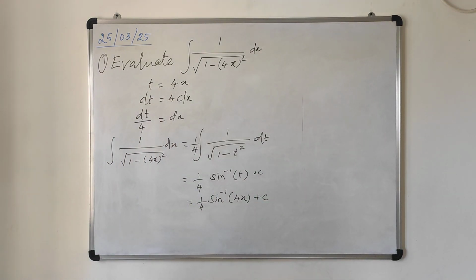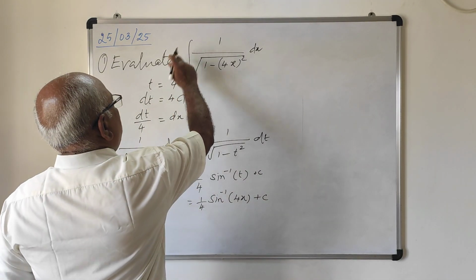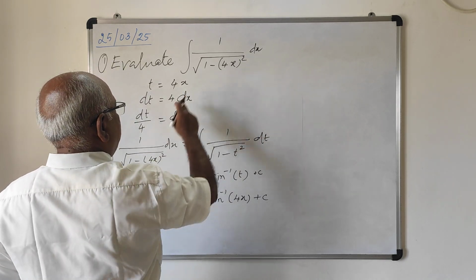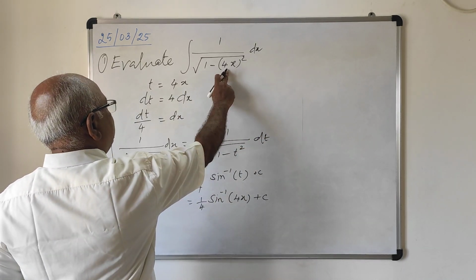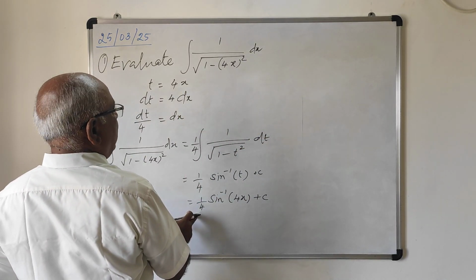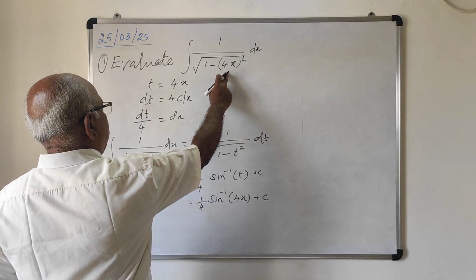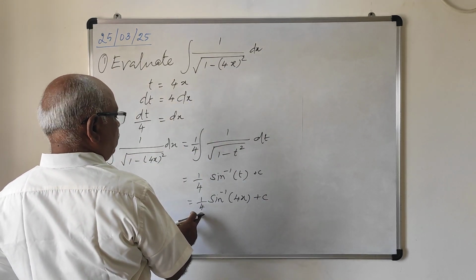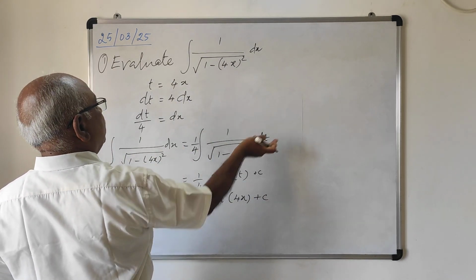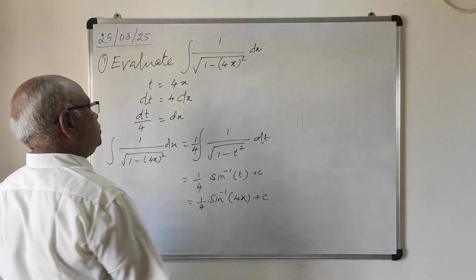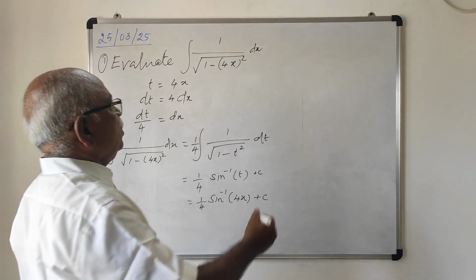T can be replaced by 4x again. So it is simple. Integral 1 by root of 1 minus x square is sin inverse x, but the coefficient of 4x should be divided in the answer. So this coefficient of x is divided by 4. In the answer step, you will get 1 by 4 into sin inverse 4x. That's the answer.